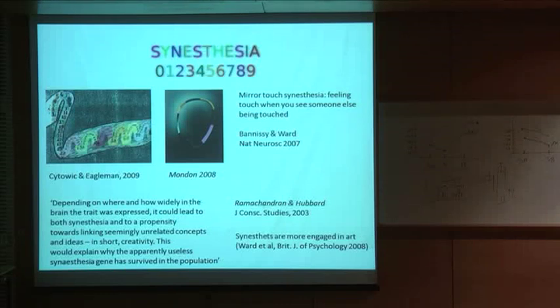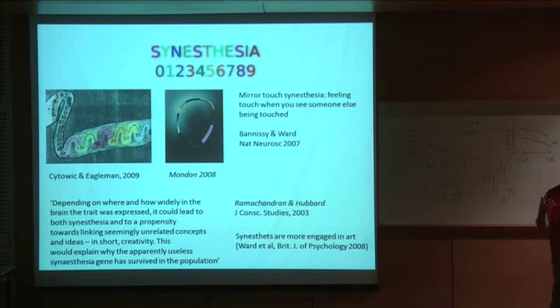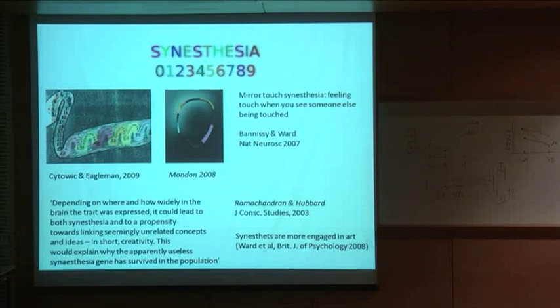Ramachandran proposed that depending on where and how widely in the brain the trait was expressed, it could lead both to synesthesia and to a propensity towards linking seemingly unrelated concepts and ideas, in short, creativity. This would explain why the apparently useless synesthesia gene has survived in the population. That's Ramachandran. And there were several reports that synesthetes are more engaged in art. There are more synesthetic students in art schools. There are, of course, many examples of famous composers. Liszt and Rimsky-Korsakov, for example, were arguing about the exact colors of the different keys. Musicians who are synesthetes often see the colors of the different notes. So synesthesia is one thing that was suggested to link to creativity.